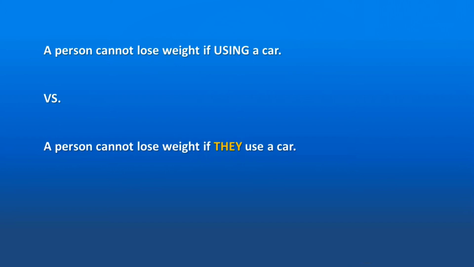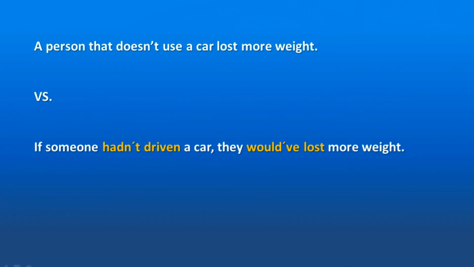So that's a good use of a pronoun. Now, just to show you something about tenses, "a person that doesn't use a car lost more weight." That's just wrong because the tenses just don't make sense on that one. You're trying to give the hypothetical idea. So if someone hadn't driven a car, that's a past perfect, they would have lost more weight. That's a conditional perfect, right?